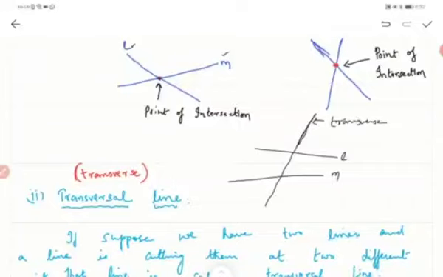This transversal line is cutting the two lines at obviously two points, isn't it? So at these two points, you're going to form many angles. There are different angles formed because of this transversal line. So now it's time for us to learn about all these. You're going to get many angles because of the transversal line cutting the two lines.